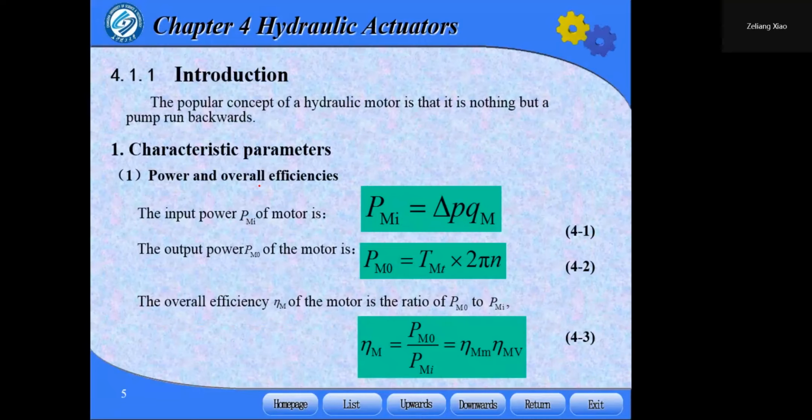Firstly, power and overall efficiency. We need to see the input power P_MI of the motor. The M denotes motor, I denotes the input, so the input power of motors is given by this equation. This is the pressure, and this is the flow rate.